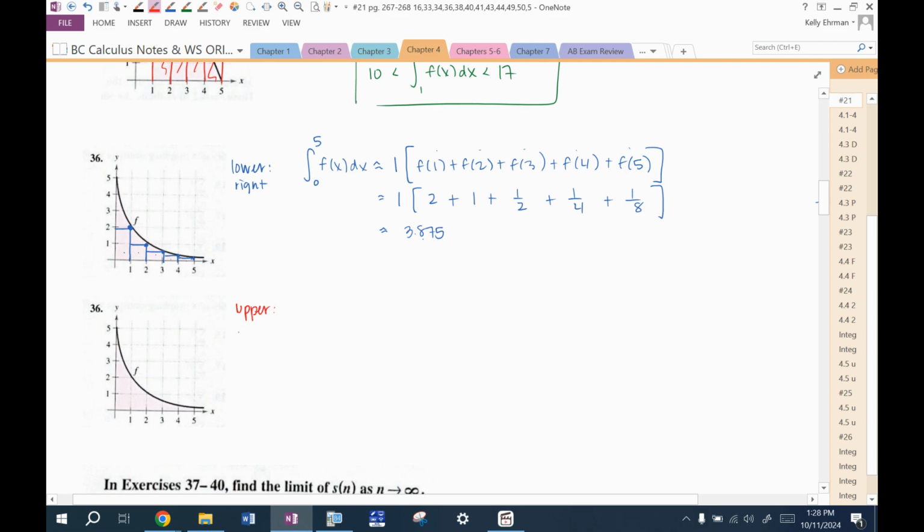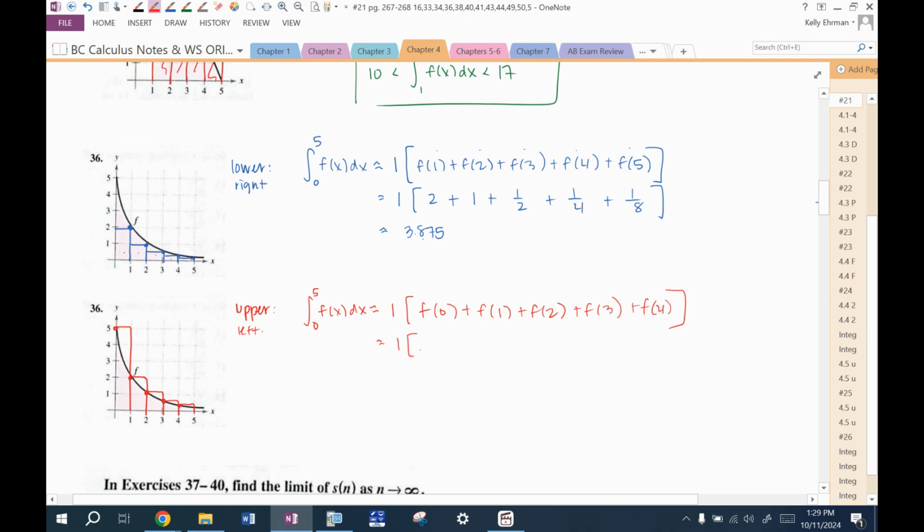So the upper sum will be the left because this is a decreasing function. Sometimes we get that question, without graphing it, how do we know whether this is going to be an overestimate or an underestimate if they just tell us left versus right? If it's a decreasing function, then it doesn't matter how it decreases. If it's always decreasing, the left will be upper and the right will be the lower. So from 0 to 5 of f of x dx, that's going to be 1 times f of 0 plus f of 1 plus f of 2 plus f of 3 plus f of 4.